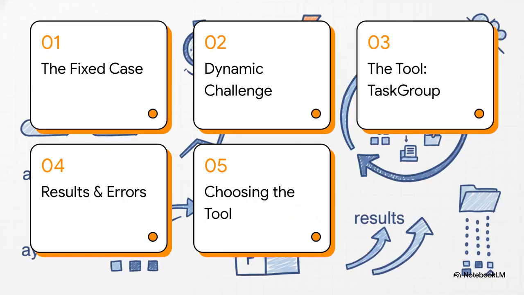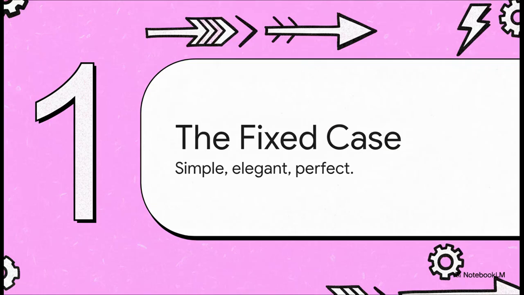Here's a quick look at what we're going to cover. We'll start on familiar ground with async let. Then we'll hit the wall, the dynamic challenge it just can't handle. After that, we'll introduce our main tool, the Task Group, see how it works, and dig into the nitty-gritty of results, errors, and cancellation. And we'll wrap it all up with a simple guide on when to use which tool. Okay, let's kick things off with something we probably all know and love, async let.